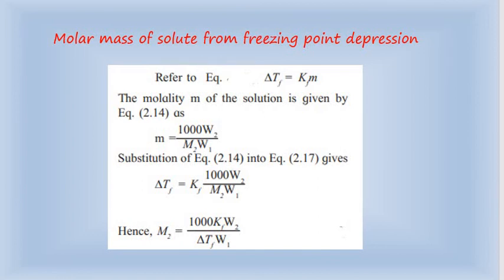Now molar mass of solute from freezing point depression. We have learned this formula, delta Tf is equal to Kf multiplied by molality. Molality we already know, it is 1000 multiplied by mass of solute upon molar mass of solute multiplied by mass of solvent. And on substituting molality into this formula, we would be getting delta Tf is equal to this, and molar mass of solute would be 1000 multiplied by Kf multiplied by W2 upon W1 multiplied by delta Tf.